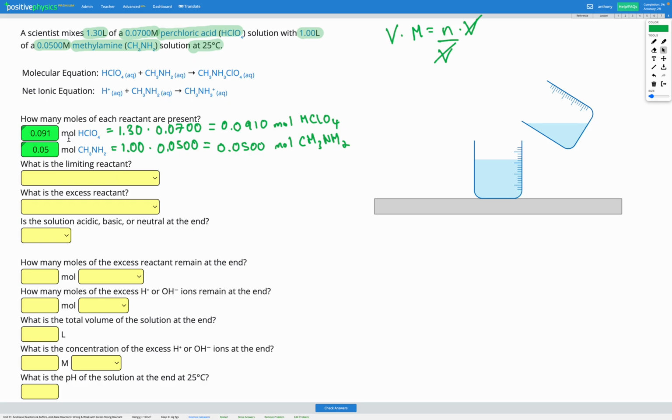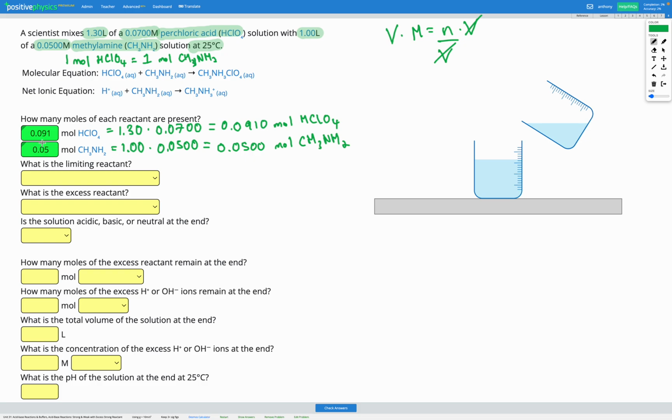Awesome, okay, so we've got a number of moles of each. Next, we need to figure out which is the limiting reactant and which is the excess reactant. So we're going to start by looking at our molecular equation and figuring out the ratio between them. In this equation, we have 1 mole of HClO4 reacting with 1 mole of CH3NH2. So we have a 1-to-1 ratio here. So that makes finding the limiting or excess reactant really easy. Whichever we have more of is going to be our excess reactant.